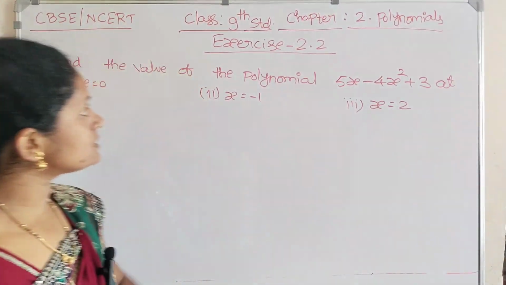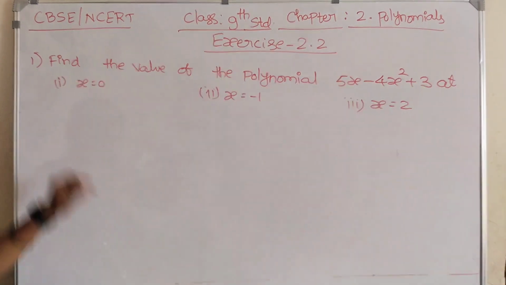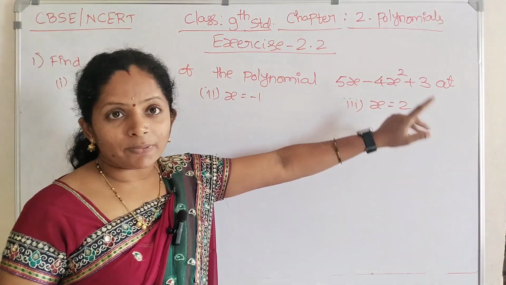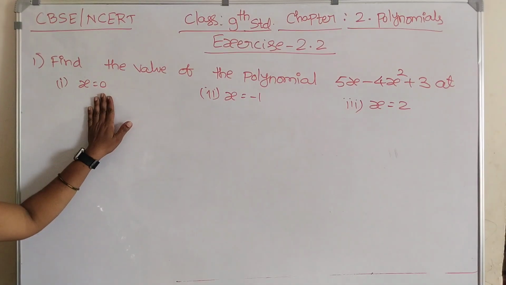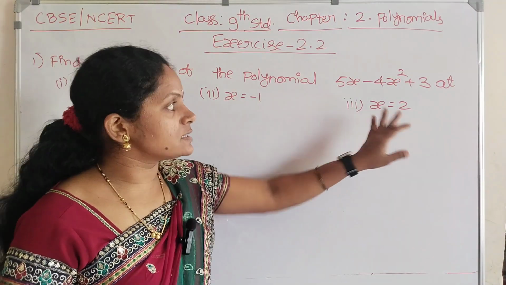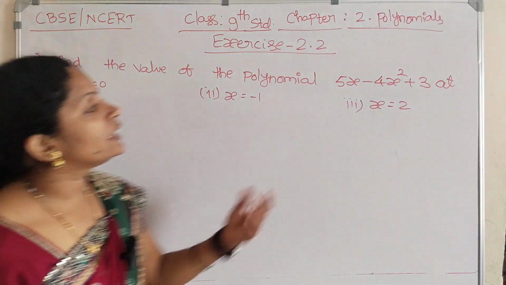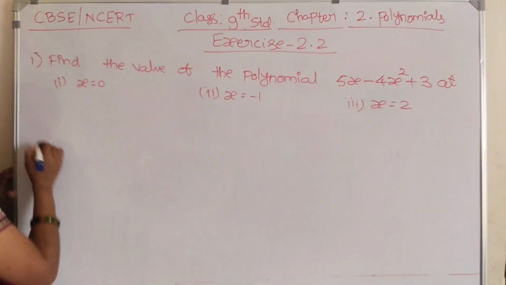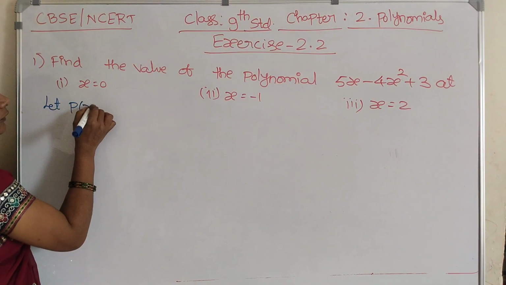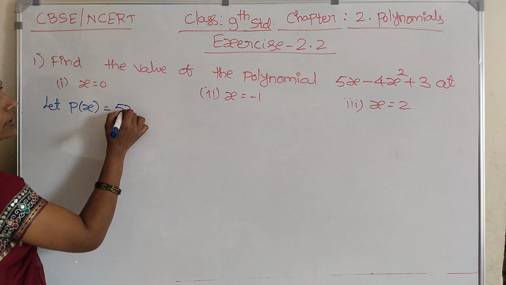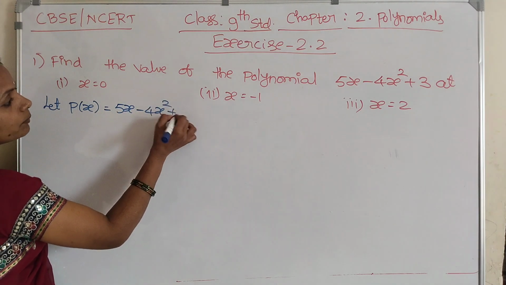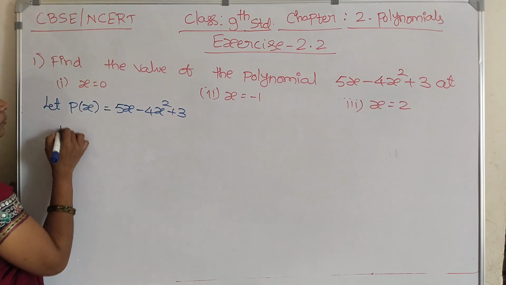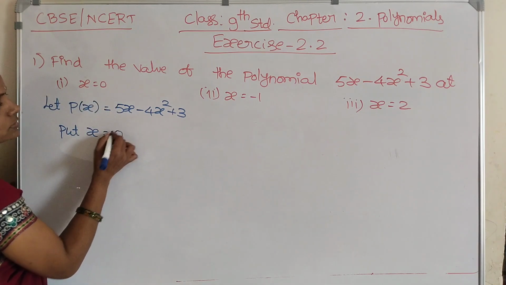Let us start exercise 2.2. In that, question number 1 is, find the value of the polynomial 5x minus 4x square plus 3 at x is equal to 0, x is equal to minus 1 and x is equal to 2. As I told you, the given polynomial, you can take it as P of x. First, let P of x is equal to 5x minus 4x square plus 3. Here, what value do we have to put? 0. Put x is equal to 0.